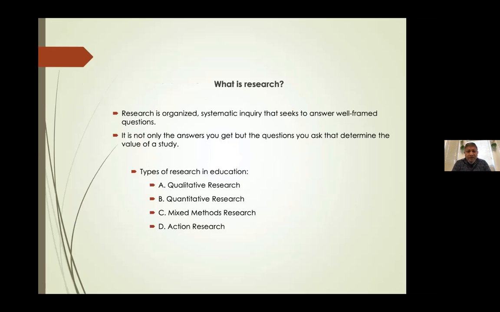The next slide addresses the topic of what is research. So as I said before, and I mentioned in class last week, research is organized and systematic, right? It's a systematic inquiry that seeks to answer well-framed questions, meaning that we have to be very careful with the questions, on how we ask those questions.